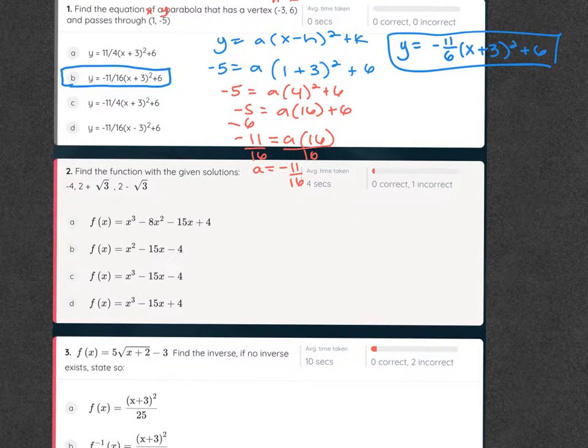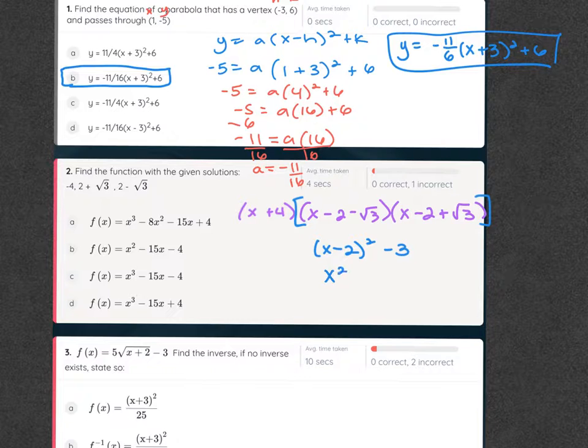Okay, 2 questions on that one. Okay, 2 said find the function of given solutions. So you got -4, 2 plus √3, and 2 minus √3. Remember, you're changing the signs on these, so this would be (x plus 4)(x minus 2 minus √3), because they both change signs, (x minus 2 plus √3). And then also remember, I gave you a shortcut for these, okay? You could take the (x minus 2) squared and then subtract from it what's underneath the root, which is 3. So this is x squared minus 4x plus 4 minus 3, x squared minus 4x plus 1.